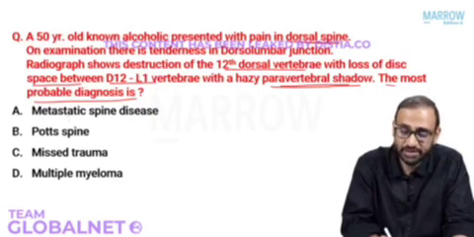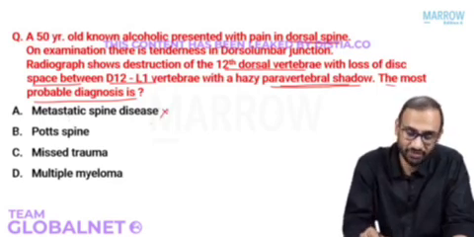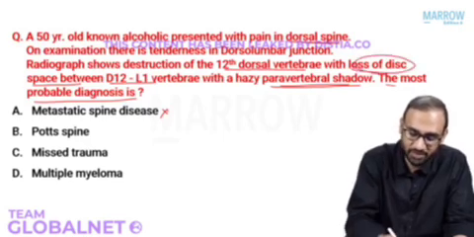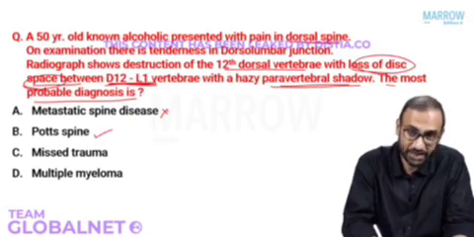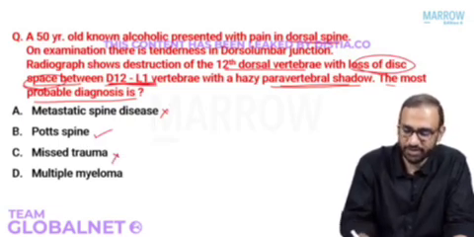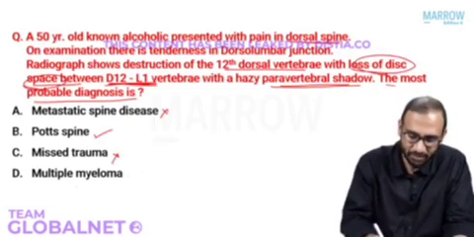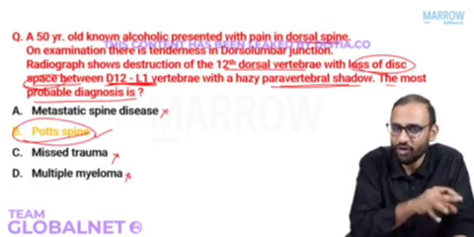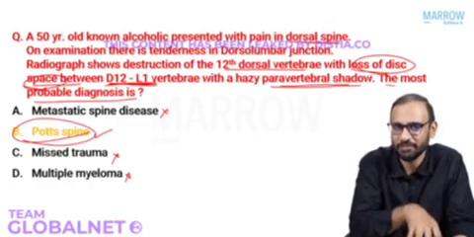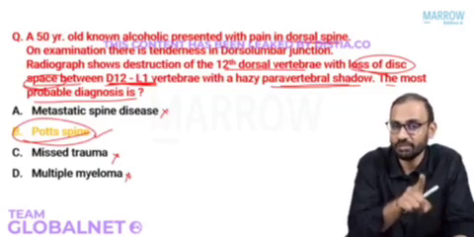Is it a metastatic spine disease? No. Why not? Because the disc is involved. How are you saying the disc is involved? There is loss of disc space between D12 and L1. Is it Pott's spine? Very likely. Missed trauma? No, because there is no talk about a fracture here. Multiple myeloma? No. So the correct answer here is Pott's spine. Are you following how we approached this question step by step? Look at the disc. Good disc, bad news.